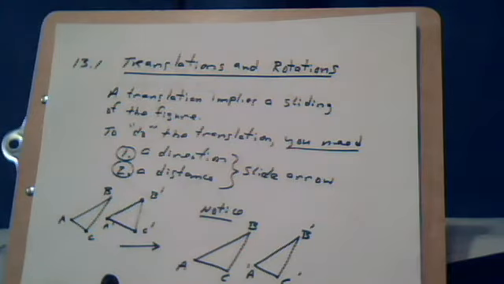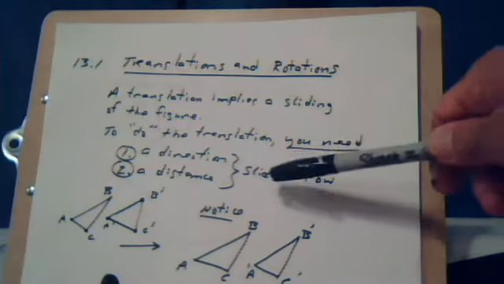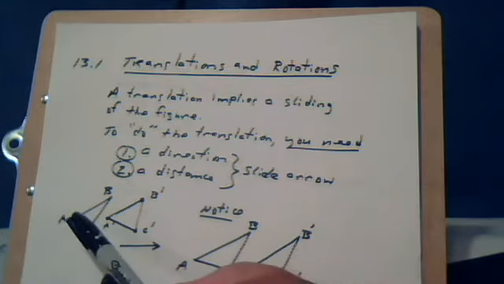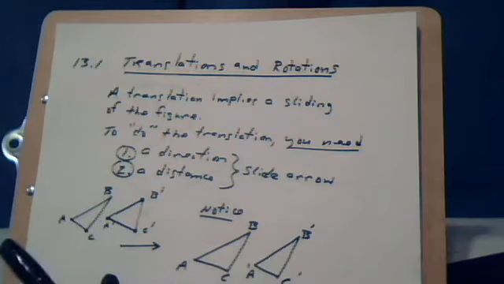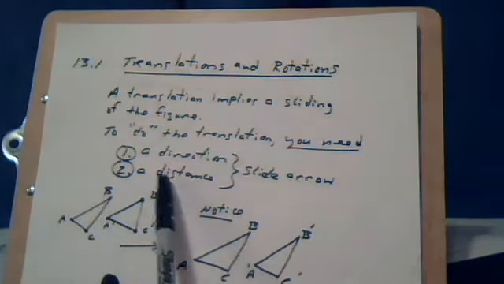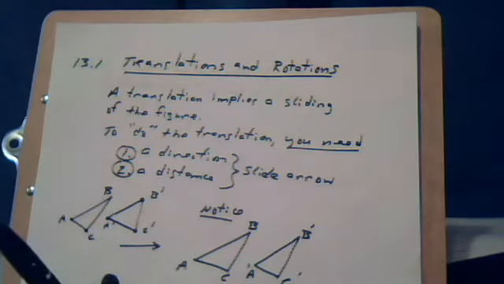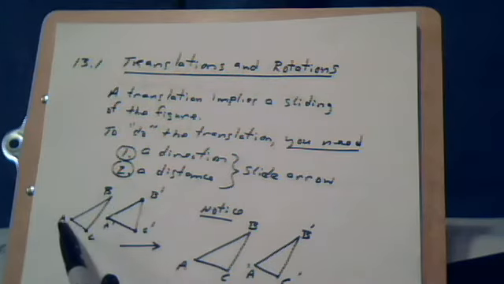Translations and rotations. Okay, let's start with the translation. A translation implies the sliding of the figure. To do the translation, you need a direction and a distance. That information is contained in the slide arrow. If you notice, this is the pre-image and this is the image. And you can know that because these have primes. The primes are the image. The pre-image is where you started.